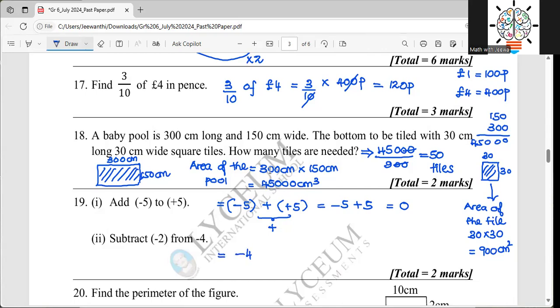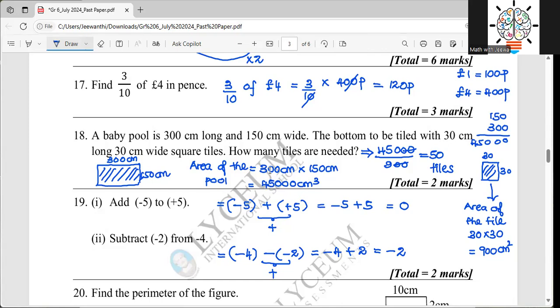So then I want to subtract negative 2 from negative 4. Here we have negative, negative, that becomes positive. I rewrite this as negative 4 plus 2. When I have two numbers with different signs, I want to get the difference of the numbers. 4 and 2, the difference is 2. I use the higher digit sign, that is the negative sign, right?